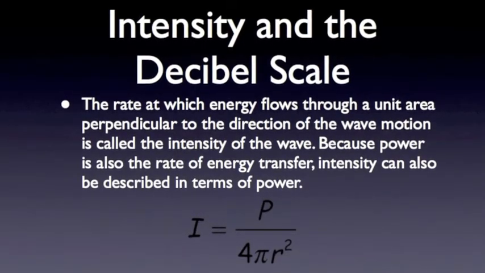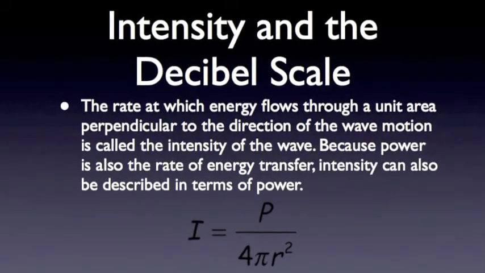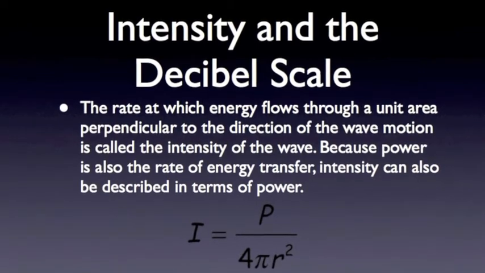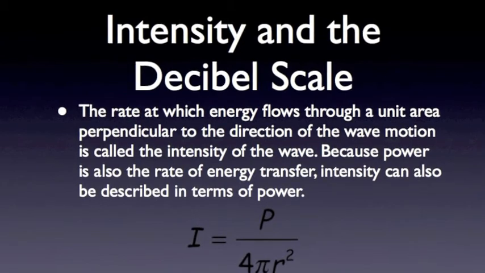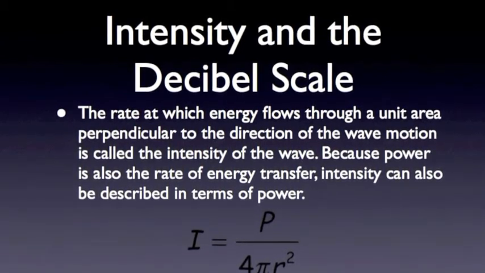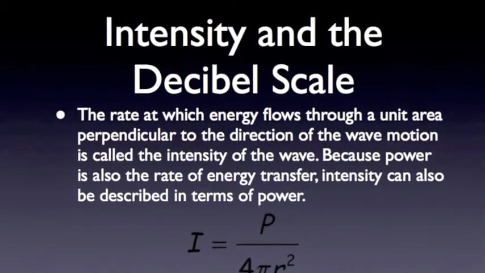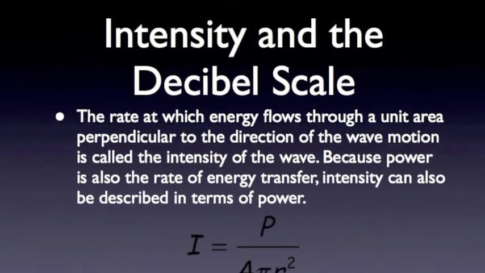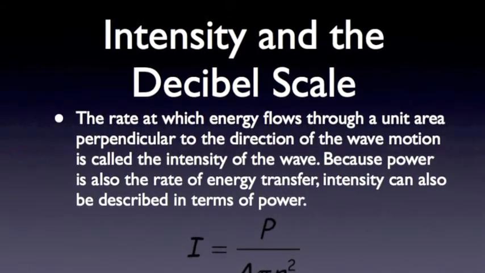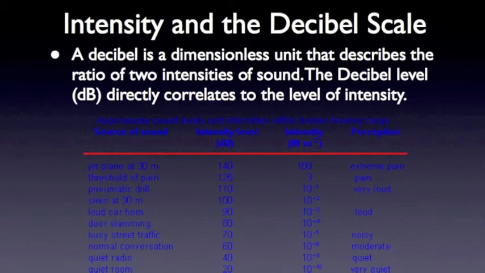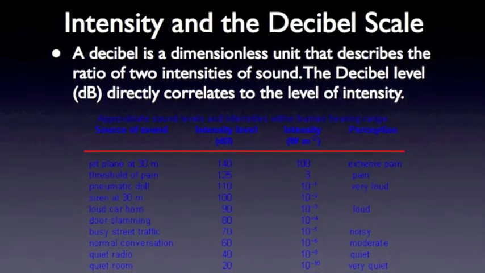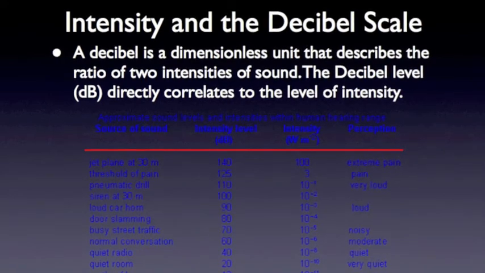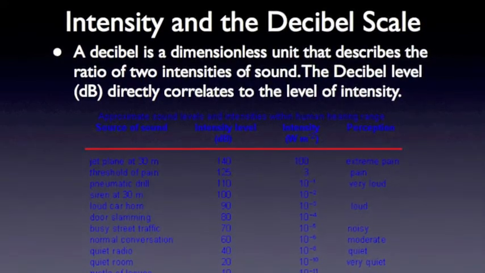Intensity and the decibel scale. The rate at which energy flows through a unit area perpendicular to the direction of the wave motion is called the intensity of the wave. Because power is also the rate of energy transfer, intensity can also be described in terms of power. I equals P over 4 pi r squared. A decibel is a dimensionless unit that describes the ratio of two intensities of sound. The decibel level directly correlates to the level of intensity.